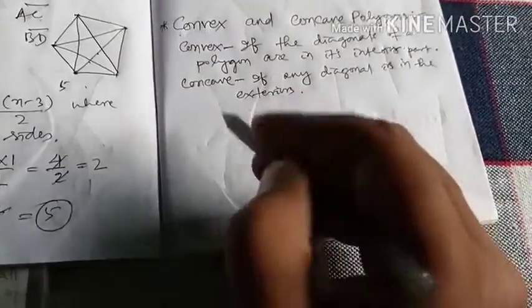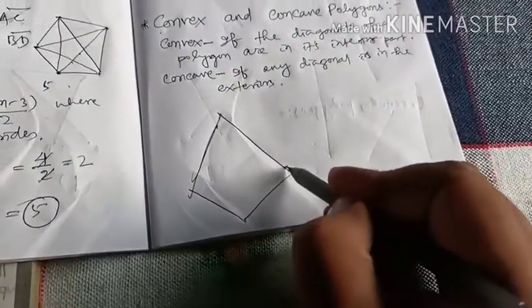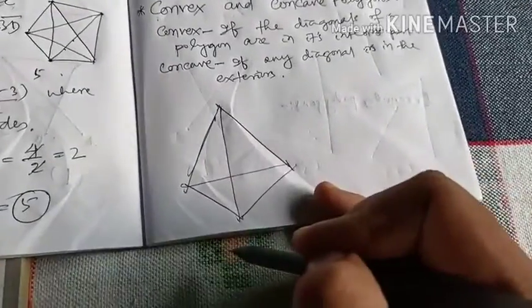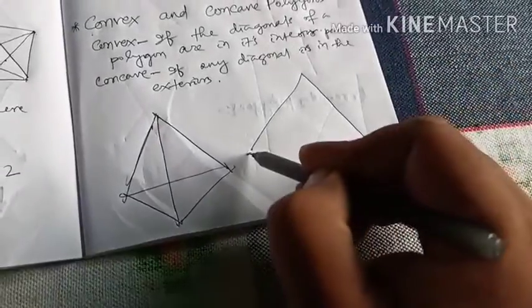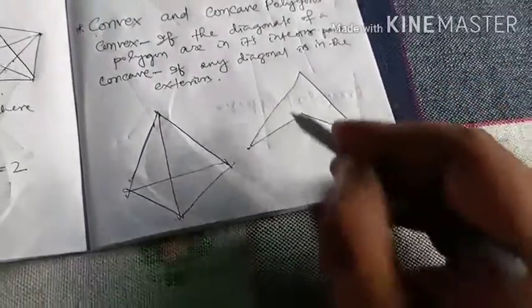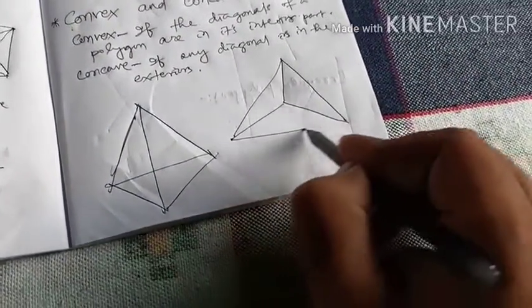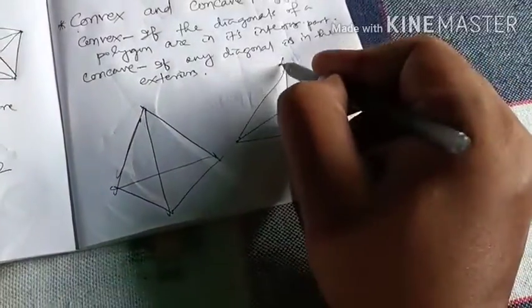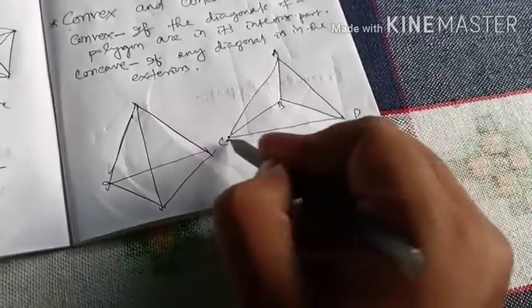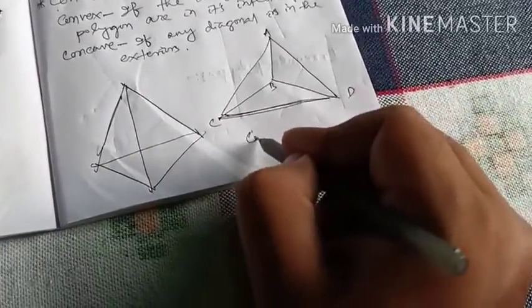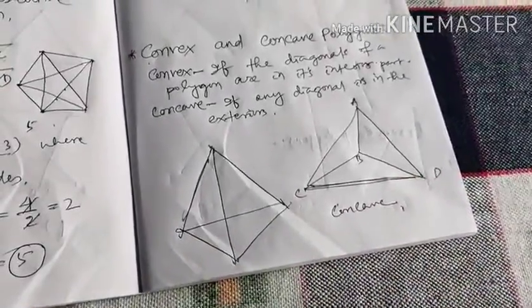So look at here. Here I will draw a quadrilateral, and the two diagonals here are both in the interior part, so we can call it a convex polygon. But if I draw another quadrilateral that looks like this, here there are two diagonals: two opposite vertices make a diagonal, and these two opposite vertices make a diagonal. So look at here, the diagonal AB is in the interior part, but the diagonal CD is in the exterior part. So this is known as a concave polygon. If polygons look like this, they can be called concave polygons.